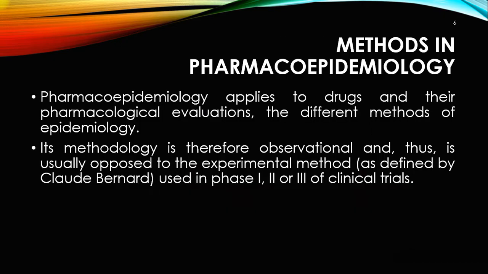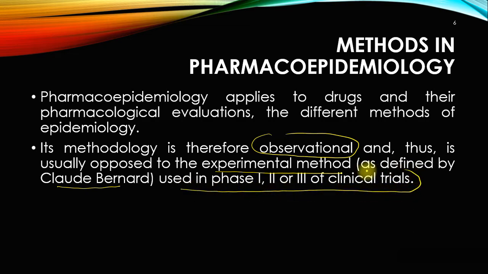Okay, so that is the aim of the analytical studies. Now the methods in pharmacoepidemiology. Pharmacoepidemiology applies the different methods of epidemiology to drugs and their pharmacological evaluations. Its methodology is therefore observational, and thus is usually opposed to the experimental method as defined by Claude Bernard, used in phase 1, phase 2 or phase 3 of the clinical trial.